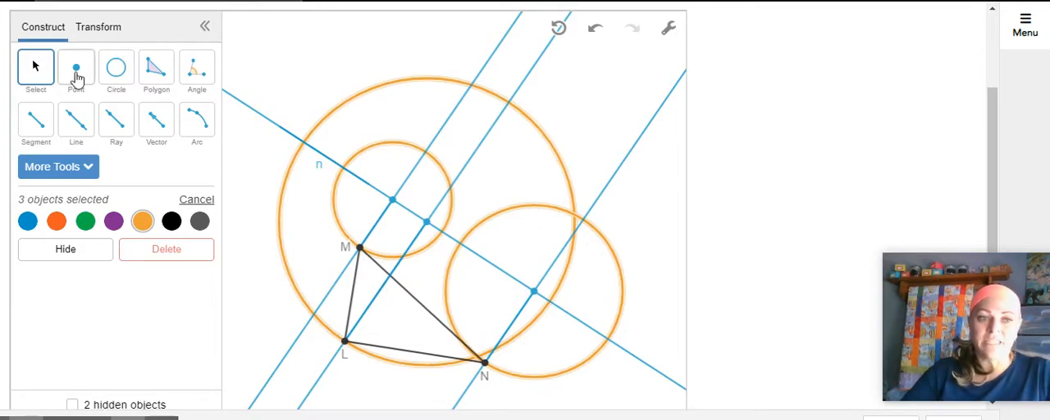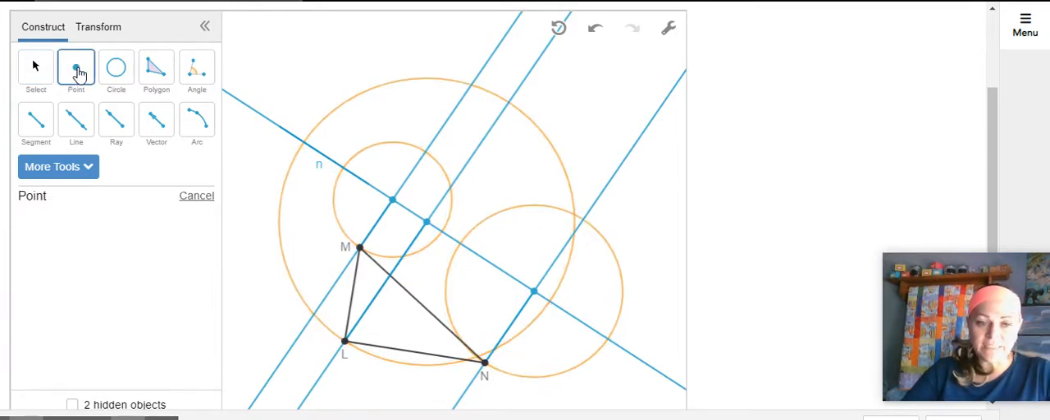Now, I need specific points. I'm going to go to the point, and the distance from the center of the circle to M needs to be the same distance from the center to this, which is M prime. That is the whole point of using a compass, because of the circles, the radius is the same on both sides.